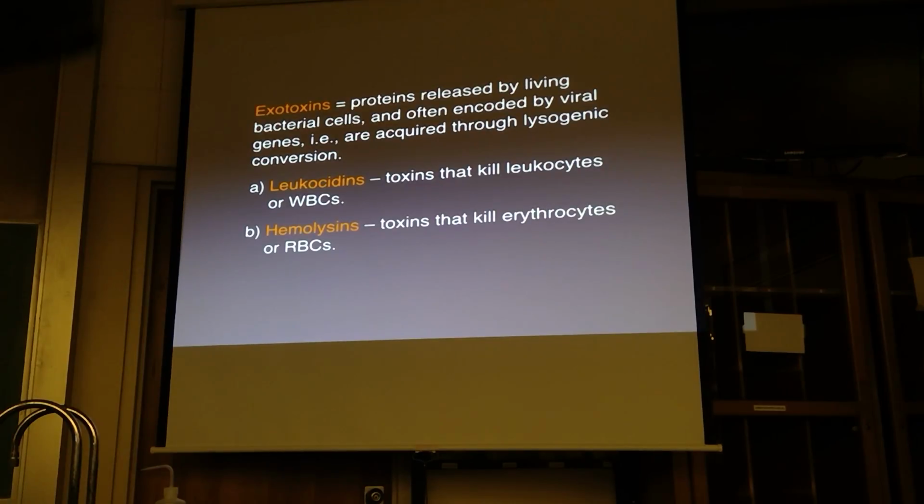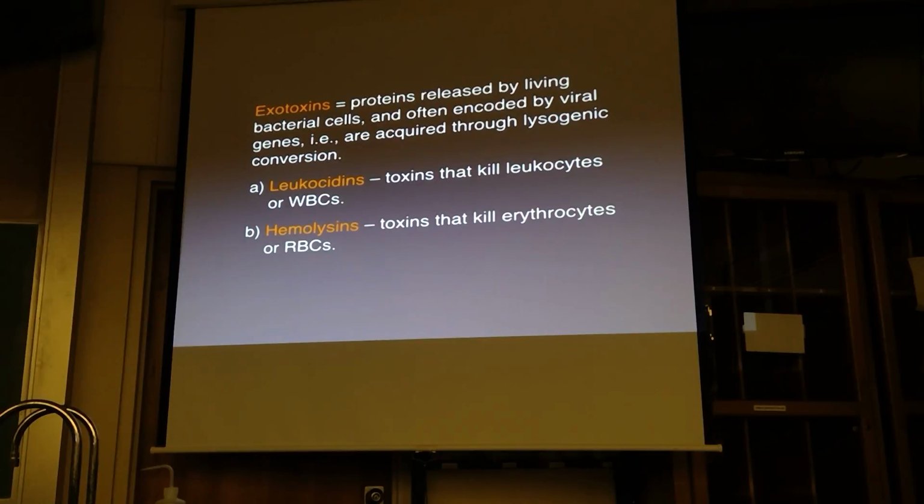Then there are toxins called hemolysins. Many bacteria produce more than one. Hemolysins kill red blood cells, erythrocytes. Staphylococcus aureus produces an alpha hemolysin and a beta hemolysin. Streptococcus pyogenes produces streptolysin S and streptolysin O. So they have more than one type that they produce. And again, this makes them pretty nasty pathogens.